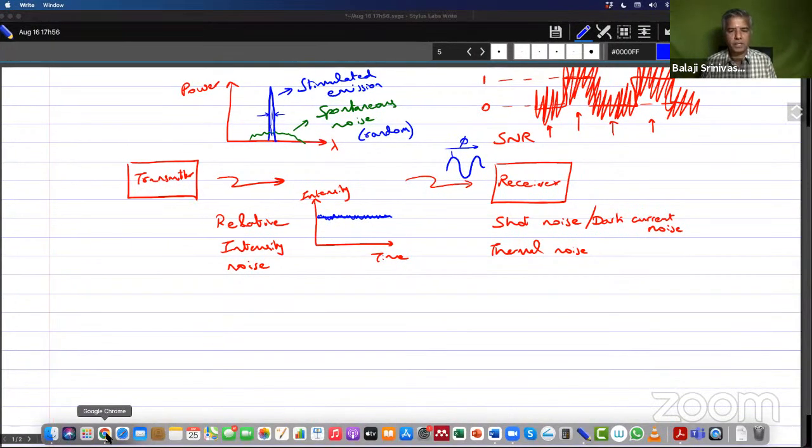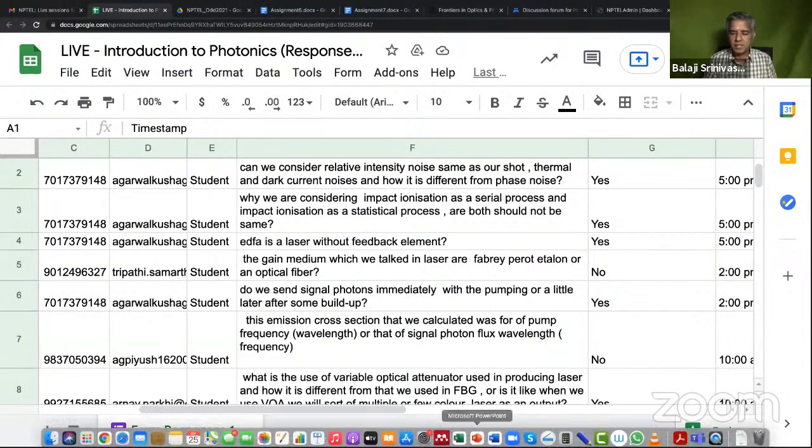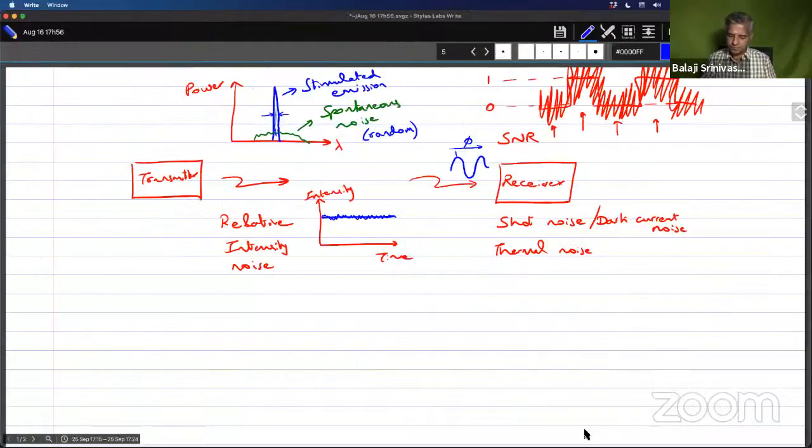I'll just go back to the other questions. The other question is, why are we considering impact ionization as a serial process and impact ionization as a statistical process, or both should not be the same? So what are we talking about here? Okay, so let me just come back and address that. Impact ionization happens in an avalanche photodiode. So what is the construction of an avalanche photodiode? We've been looking at that just lately, I think the last week.